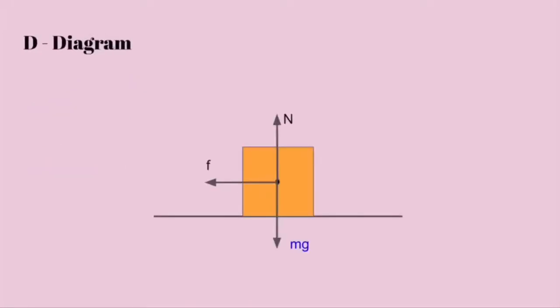So our diagram is on a flat surface. It has a normal force upwards, gravity downwards, and friction going to the left because the object is sliding to the right. The equations we are using are the summation of all the forces in the x direction, also known as max, and the summation of all the forces in the y direction, also known as may, and the force of friction equation.